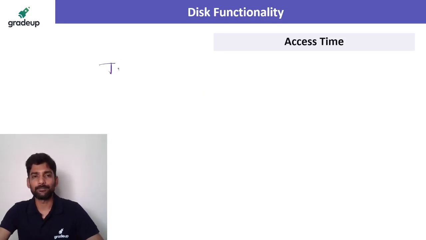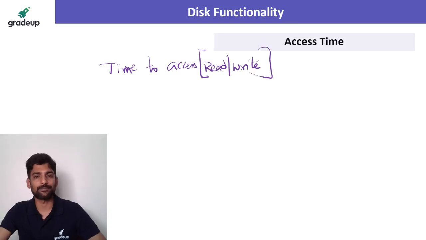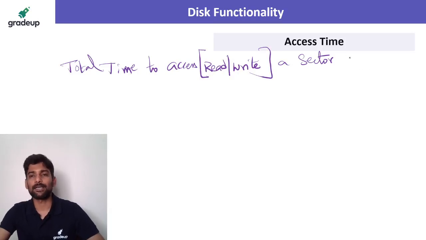So now that we understood all this, what is the total time to access? Here, what is the meaning of access? Access means either you get the sector or you put the sector data. Anything is called access. So the total time required to access a sector from disk is called access time.